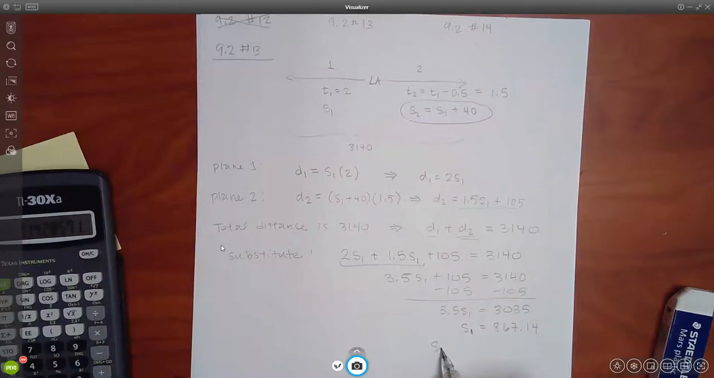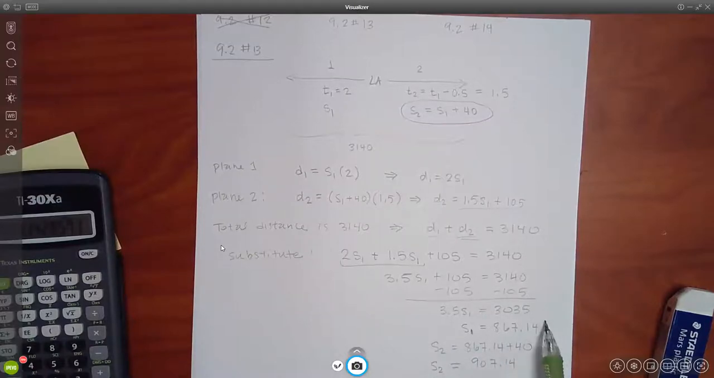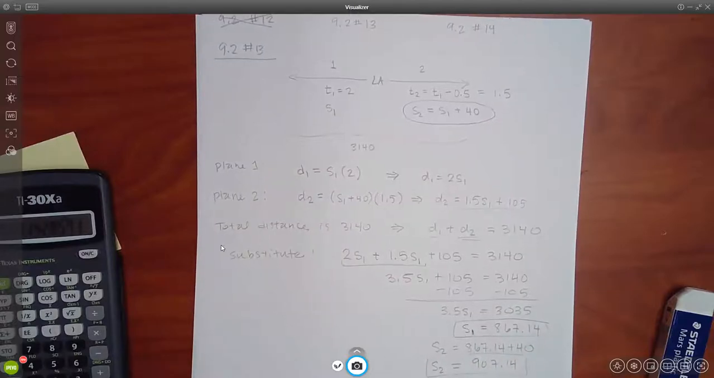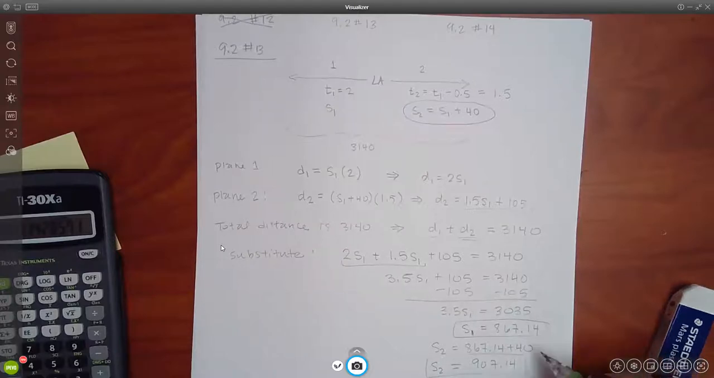So that's what we're going to do. To find S2, we're going to take the S1 value we found, and we're going to add 40. And I get 907.14 for S2. And so now we know both of their speeds. Now they did tell us hours and they did tell us kilometers. So this should be kilometers per hour.